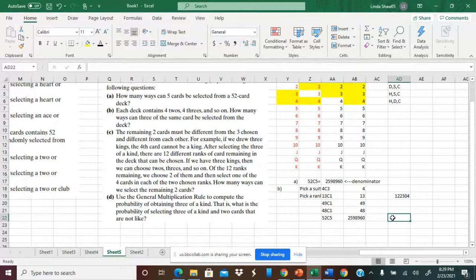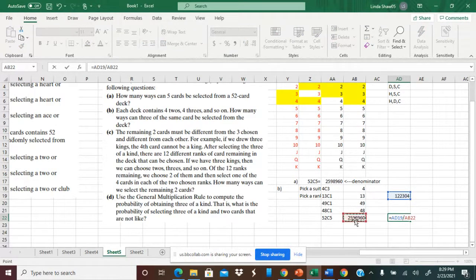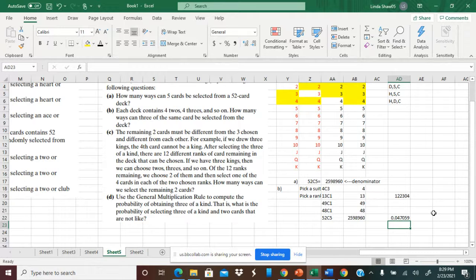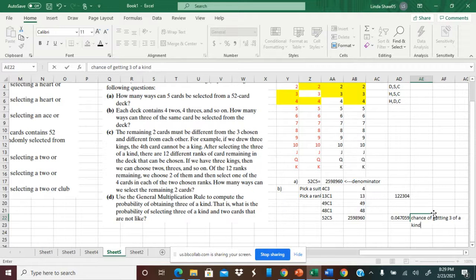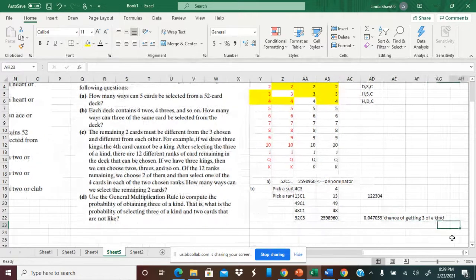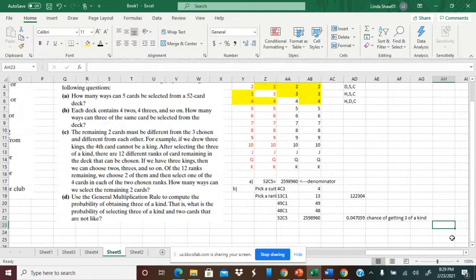Okay, so it's that number divided by that other number. Now look at this. You see the chance of getting 3 of a kind is between 4 and 5 times out of 100. That means that's a pretty good hand that you have. And by the way, we didn't necessarily do the A's, B's, and C's over here, but we actually talked about all of this problem.